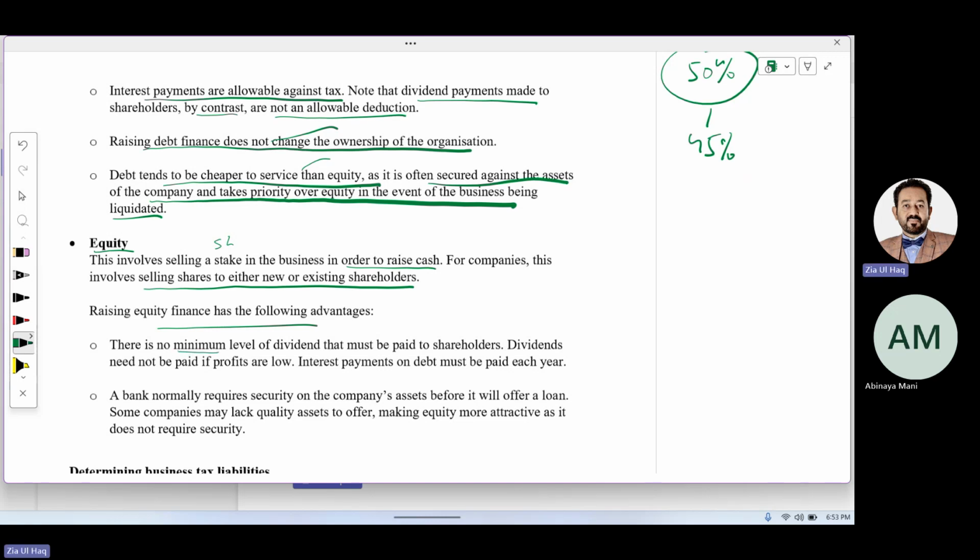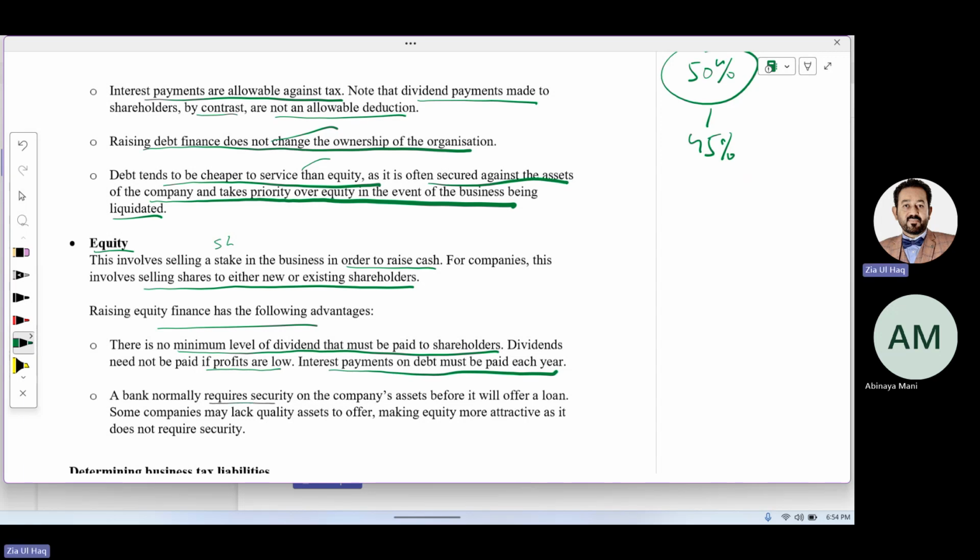There is no minimum level of dividend that must be paid to shareholders. If there is profit, we will pay the shareholders. If there is no profit, we are not paying anything. While in case of debt, you have to pay interest, whether you are generating profit or not. If you are in losses, you have to pay the interest. So this is the advantage of equity. In case of losses, you will not pay anything to the investor. Dividend need not be paid if profits are low. Interest payments on debt must be paid each year.